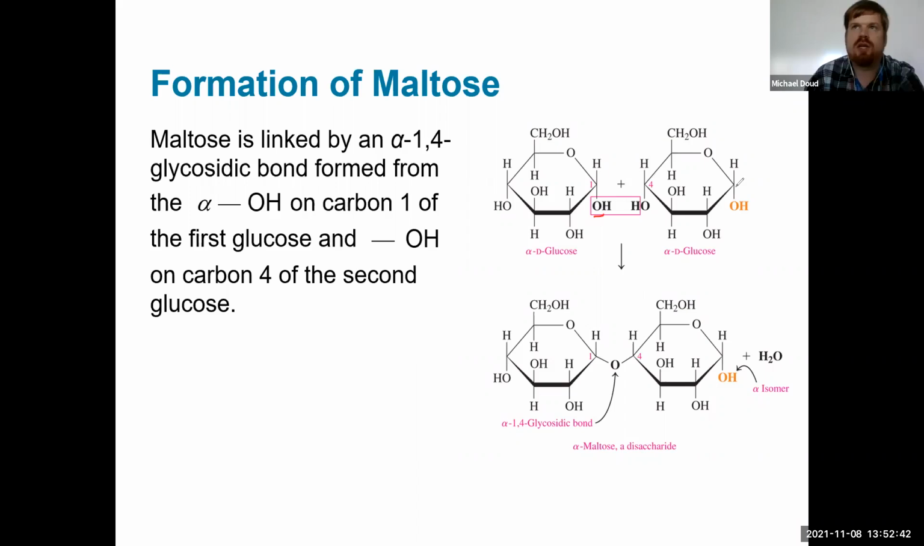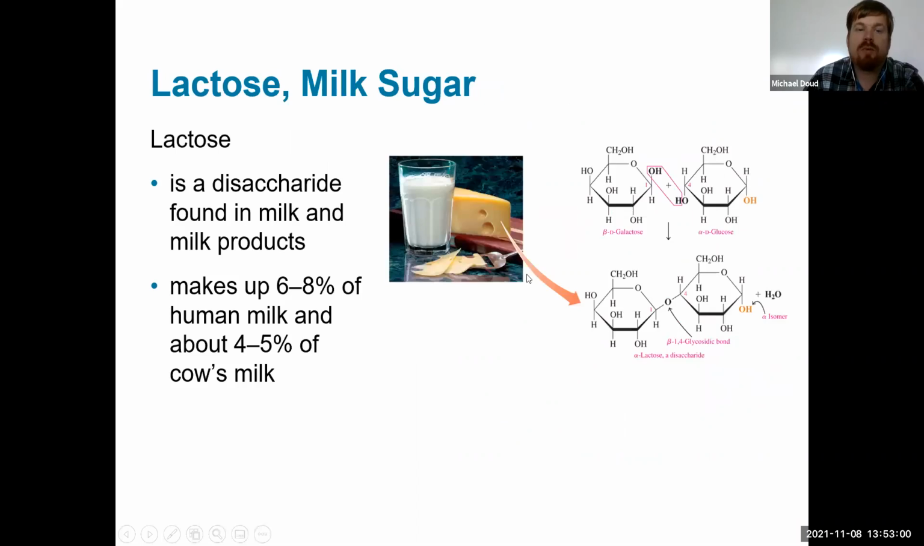And then this maltose can either be alpha or beta as well, because it still has this opening over here, where it'll start as an alpha based on the linkage of these two units, but this side can still flip into beta. So that's what we want to understand from there.